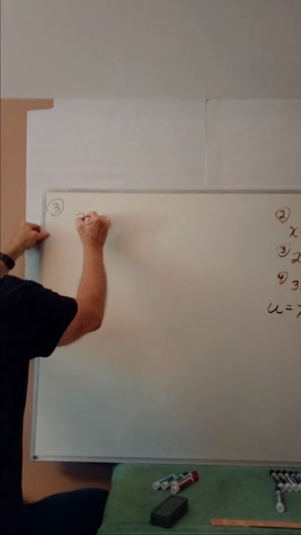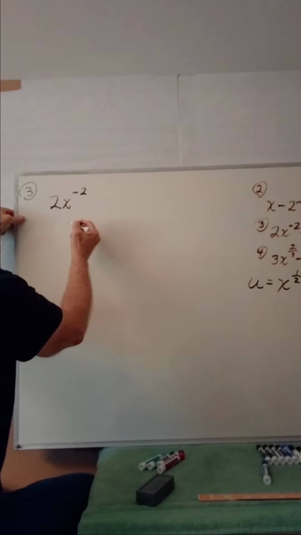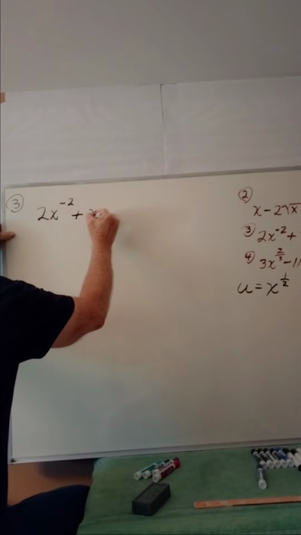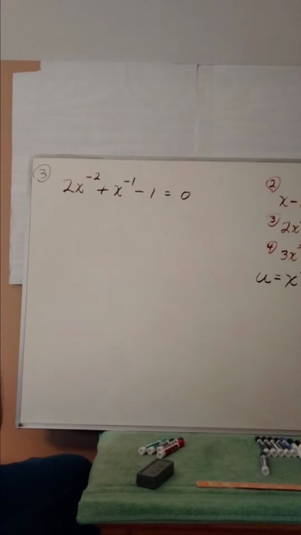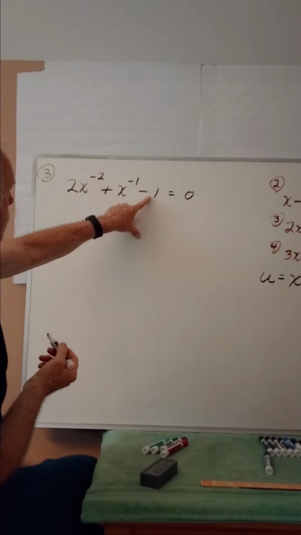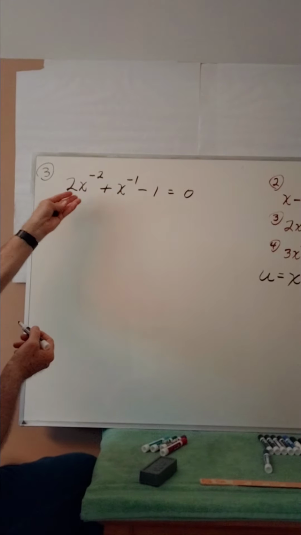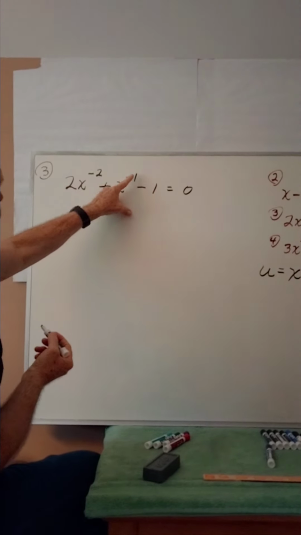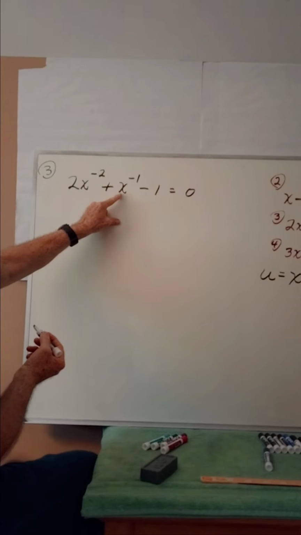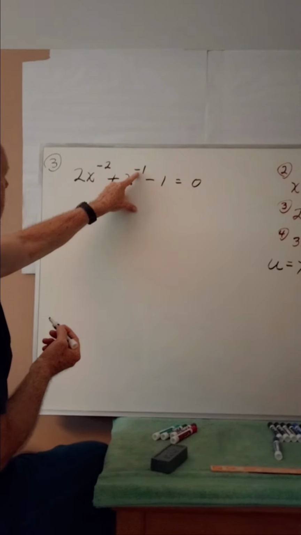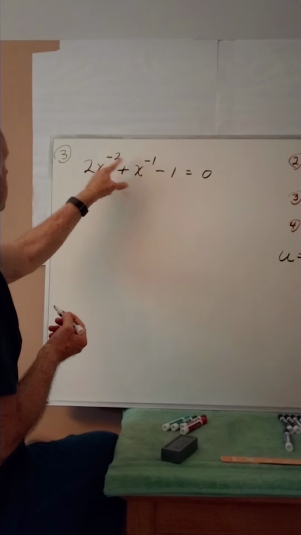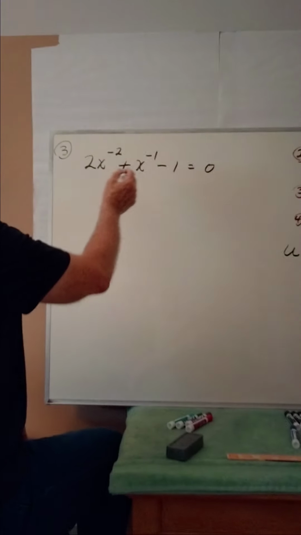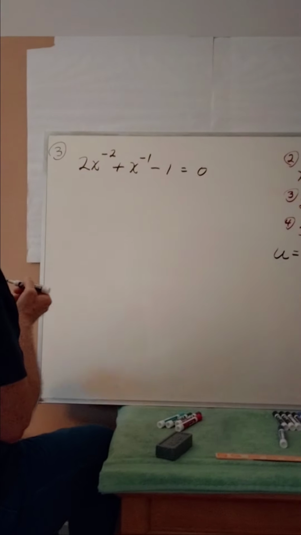Let's go to 3. 2x to the -2nd plus x to the -1st minus 1 is equal to 0. Constant term, trinomial. If we take the variable factor of the middle term and square it, x to the -1 to the 2nd, 2 times -1 would give us a -2. It matches this one. This is an equation that's quadratic in form.